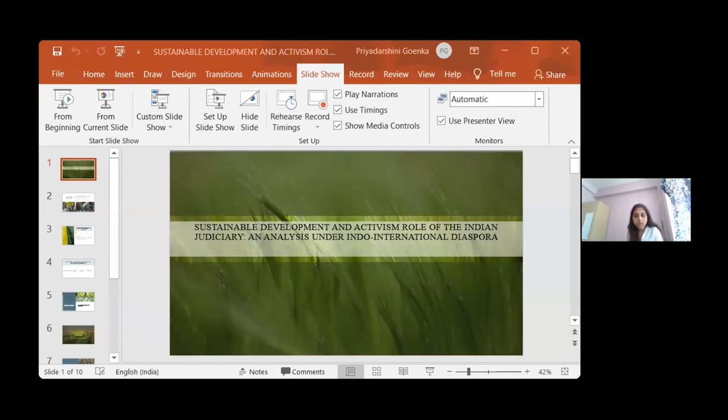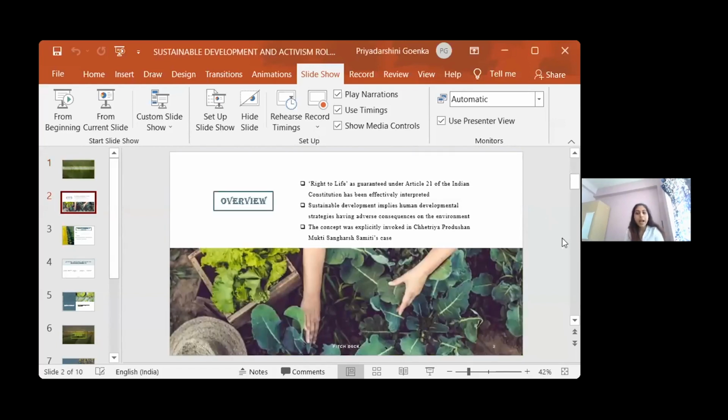Before moving on to the significant relevance of the topic, it becomes important to understand the concept of sustainable development and in what way the Indian judiciary has ensured protection against environmental degradation. As far as the protection of life of human beings, including other living organisms, from the hazardous consequences of pollution, right to life as guaranteed under Article 21 of the Constitution of India has been interpreted very effectively and liberally by the Supreme Court and various other state high courts, and such provisions have been invoked by the judiciary within its scope. The inherent expression sustainable development implies integrated human developmental strategies with minimum adverse effect on the environment.